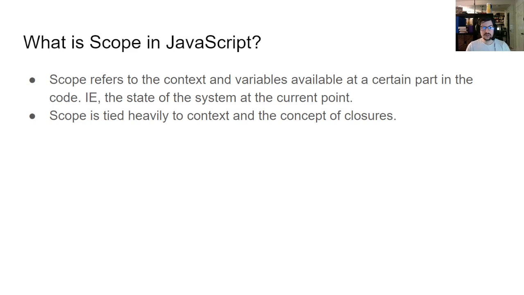Howdy folks. Today we're going to talk about two concepts that are kind of intertwined, but they're both very important for JavaScript: scope and closures. So what is scope? Well, scope refers to the context and variables available at a certain part in the code. Like, what is the state of the system? What variables are available to us? Scope is tied heavily to context and closures.